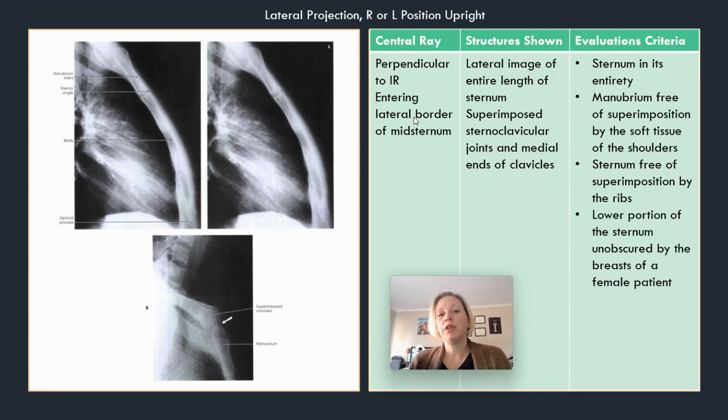For your evaluation criteria, you should be able to see the sternum in its entirety, your manubrium free of superimposition by soft tissue of the shoulders, sternum free of superimposition by the ribs, and the lower portion of the sternum should be unobscured by the breast of a female patient. So make sure you are collimating properly and you are able to see some bony trabecular details in surrounding soft tissues.